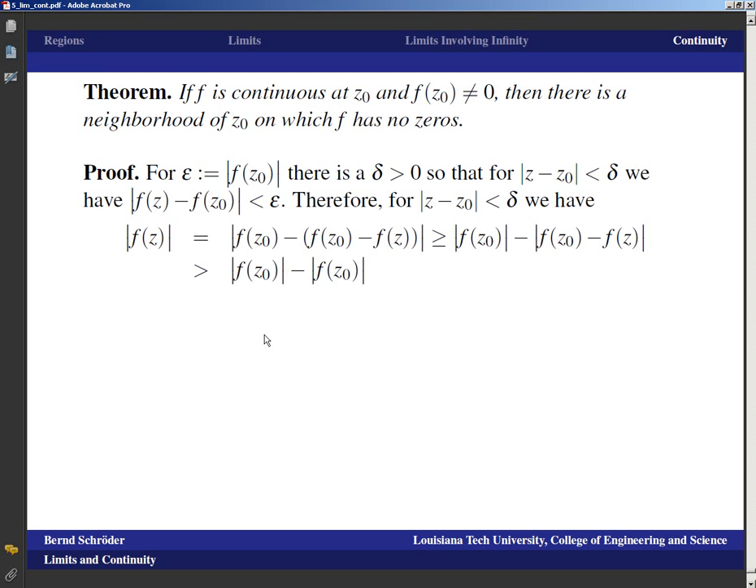And that means this is now greater than, because, let's see, the absolute value of f of z minus f of z0 is smaller than epsilon, which means that this difference, these minuses make sure that this is greater than the absolute value of f of z0 minus epsilon, and that epsilon was the absolute value of f of z0. And so that means that's equal to 0. And so that means for all z with absolute value of z minus z0 smaller than delta, we have that the absolute value of f of z is greater than 0. And that's what we want to prove. We have that f of z is not equal to 0 for all z with absolute value of z minus z0 smaller than delta. And that's the end of the proof.